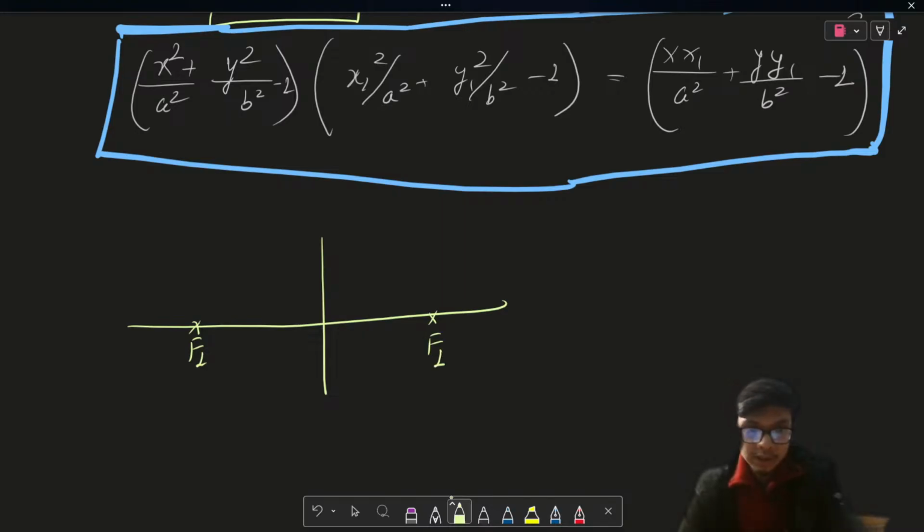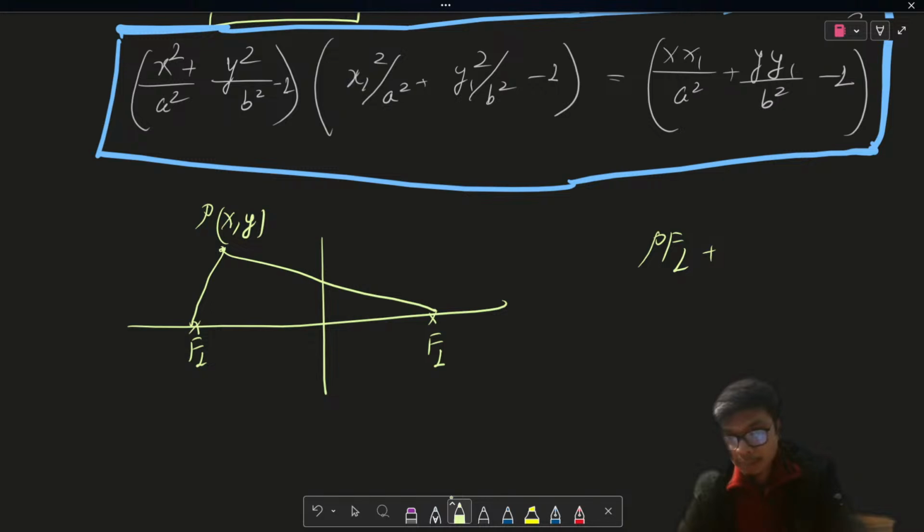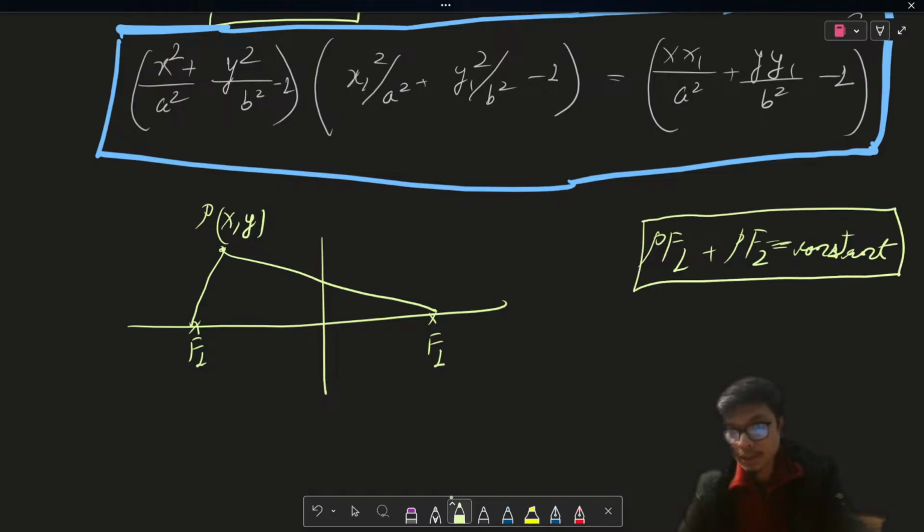Now if you recall, the distance of any point (x, y) from the foci, that is PF1 plus PF2, was actually constant. PF1 plus PF2 is basically constant for a given ellipse, and based on this particular condition, we have seen that the ellipse was basically being constructed.